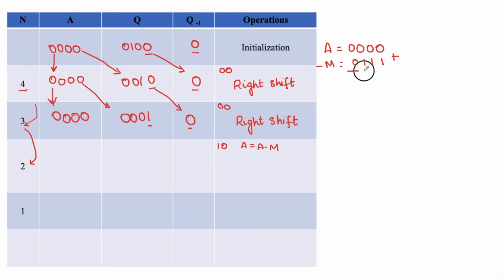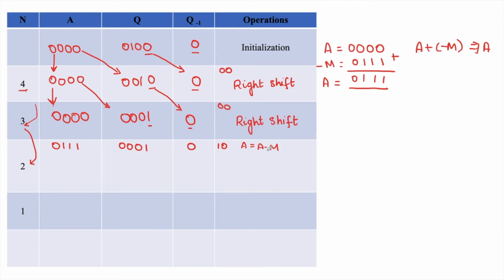If we add together, what happens? 1, 1, 1, 0. We are doing A plus of minus M and forcing the value again back to A. So what is the new value calculated? It is 0, 111. Therefore, we replace it in the A register with 0, 111. Q register will be the same, 0001. Q minus 1 will be 0.